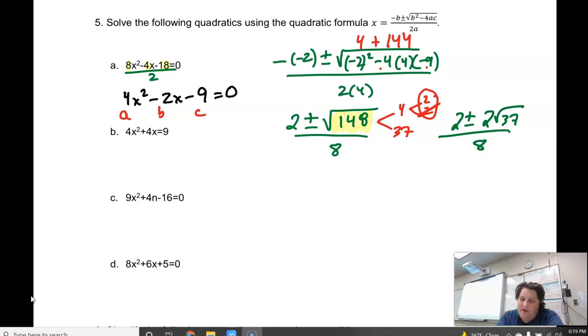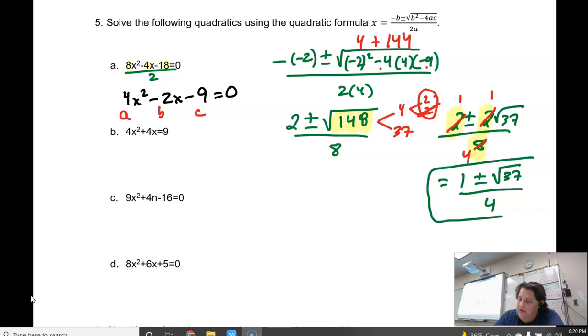Do you remember on our last step, basically, we can reduce it if we do all 3 parts. So 2 goes into that 1 time, and 4 times. Okay, so my final answer is 1 plus or minus the square root of 37, over 4. That's going to be my final answer.